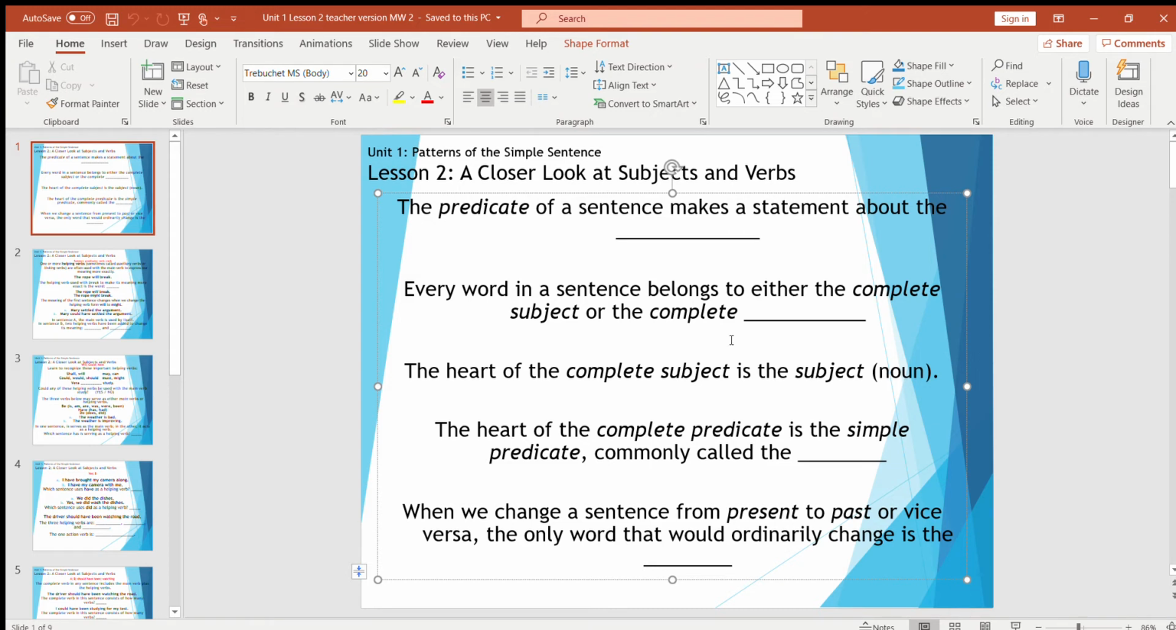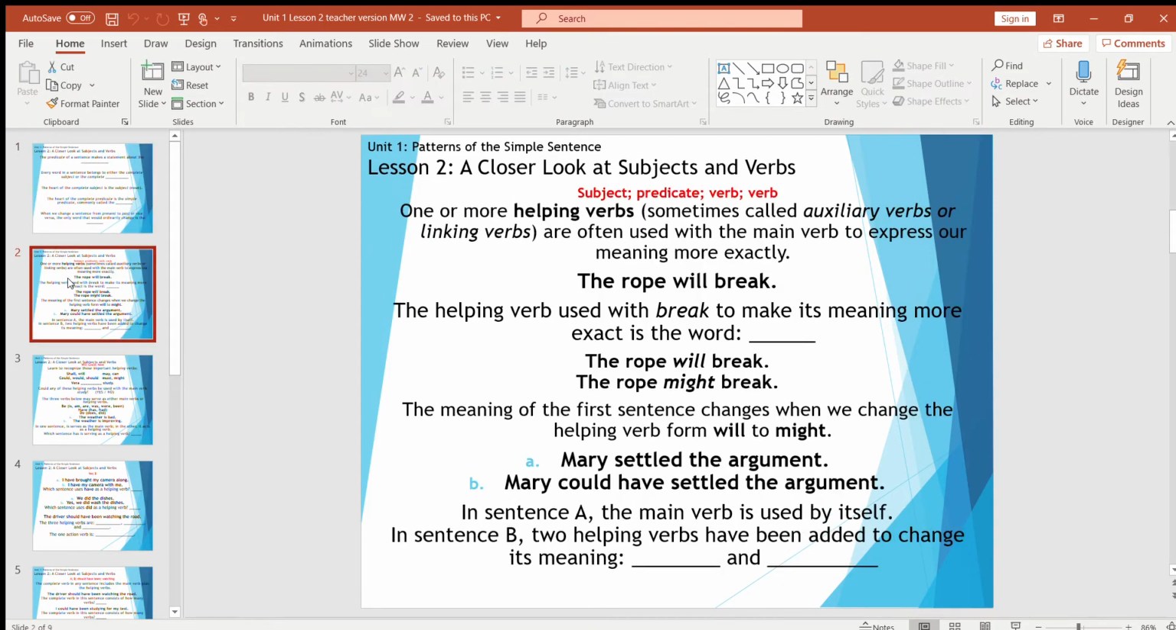The heart of the complete subject is the subject, which we know is that noun or pronoun, that thing that is doing the action. So the heart of the complete predicate is the simple predicate, which we know is the action word. What part of speech are action words? Hope you said verb, because that's what the answer is. And whenever we change a sentence from present to past tense, or vice versa, the only word that's going to change in terms of its spelling to show that tense change is going to be the verb. The verb. Alright, so answers are up here in case you need them.